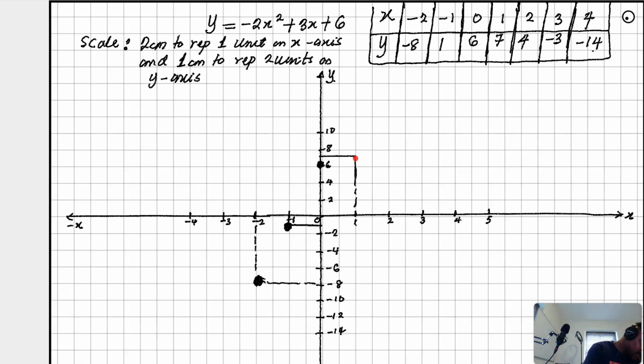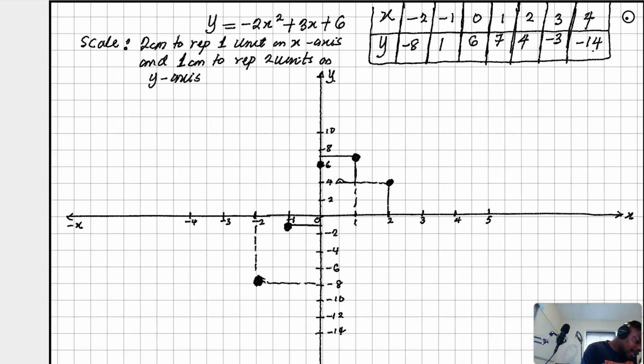So here, there's a dot here. Then when x is 2, y is 4. So x is 2, y is 4. Okay? X is 2, y is 4. So here, there's a dot here.